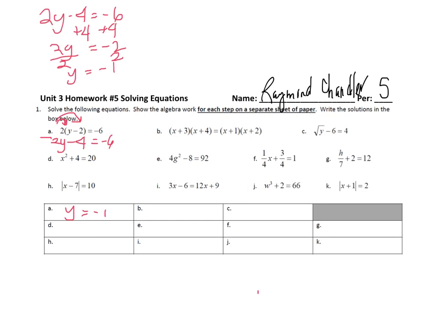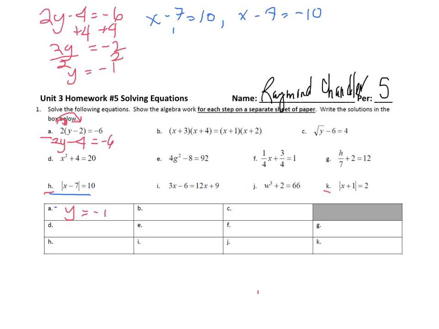So, things to look out for. For instance, H and K are absolute value equations, so you need to set them up in a way that you can come up with two answers. For instance, on H it says, I'm going to switch to blue, the absolute value of x minus 7 equals 10. So I'm going to go ahead and go up here. You have to set that up so it equals positive 10 and negative 10. X minus 7 equals 10, and then also x minus 7 equals negative 10.